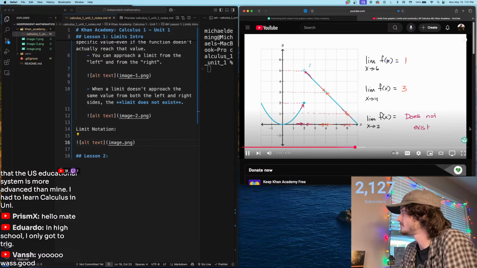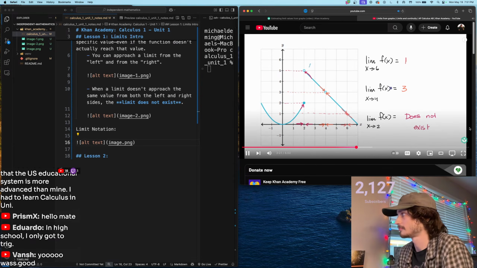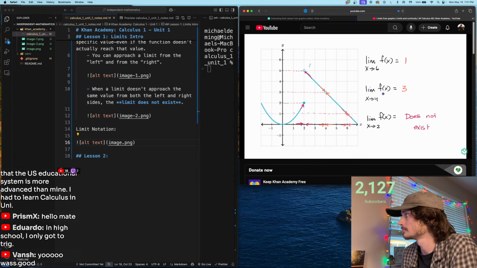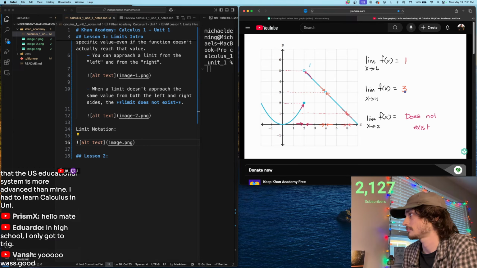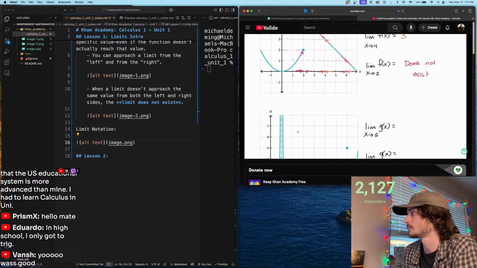At x equals 6, the limit is equal to the value of the function. Here, the function was not defined at x equals 4, but the limit does exist. Here, the function is defined at x equals 2, but the limit does not exist as we approach x equals 2. Let's do another function, just to get more cases of looking at graphical limits.